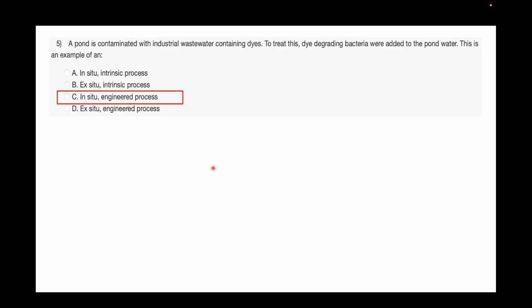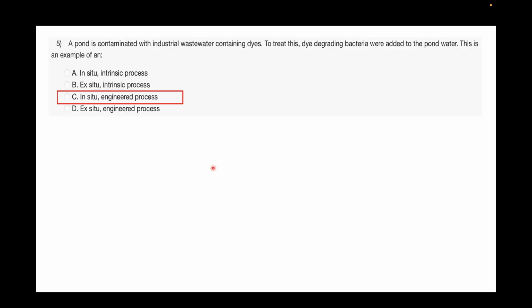So this is a process of in situ engineered process. In situ because the pond and the sample is still there in its native habitat, and an engineered process because dye degrading bacteria was added into the pond water. So it's an engineered process. Okay, so Ashwini and Ramya, good answers. Your answers are correct. Shailaja, maybe better luck next time.